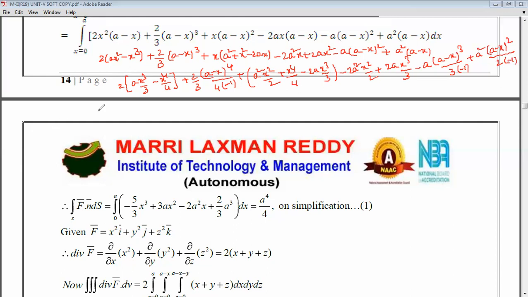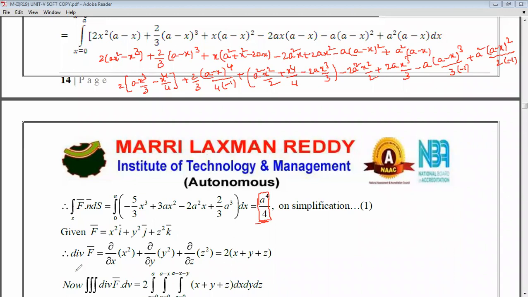Okay, and in this total expression we need to substitute x as a. After applying x as a and simplifying, we get the value a power 4 by 4. This is only the first part now. Okay, and now we need to do the second part.